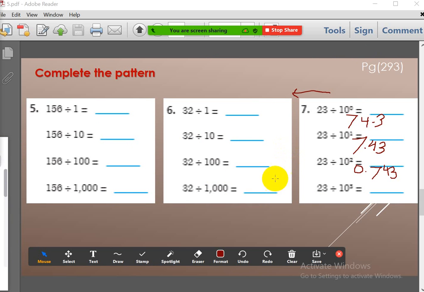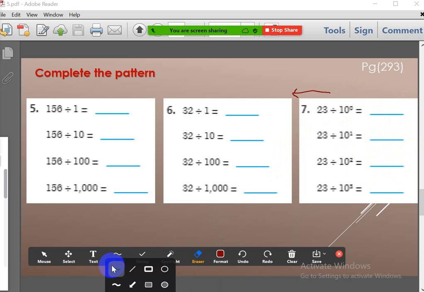Now complete the pattern. Okay, so I will erase those. I will solve the first one because it's very easy. Any number divided 1, as I said yesterday, it will be the same number. That means 156 divided 1 equals 156. Now let's see the second one in number 5.